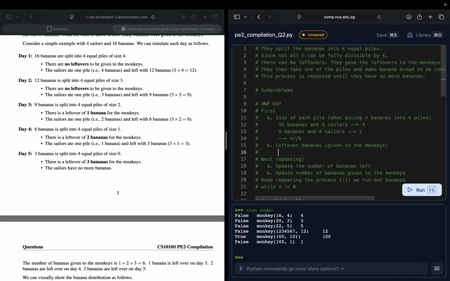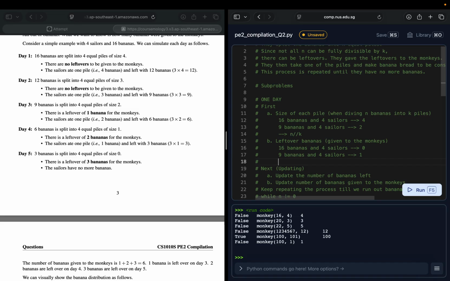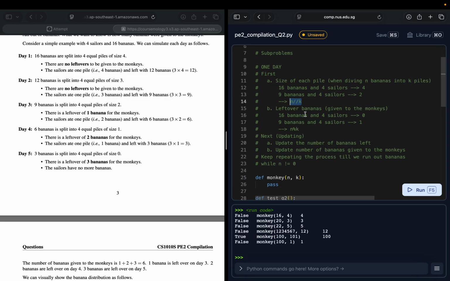Similarly, we can find an expression for the number of leftover bananas. Just consider these two examples again. For 16 bananas and 4 sailors, we see there are 0 leftovers, and for the case where there are 9 bananas and 4 sailors, we see there is 1 banana left over. And clearly, if we were able to come up with the first expression, here it's even simpler, it's just the remainder. So this will give us the number of leftover bananas, and this gives us the number of consumed bananas. I'll just keep track of those.